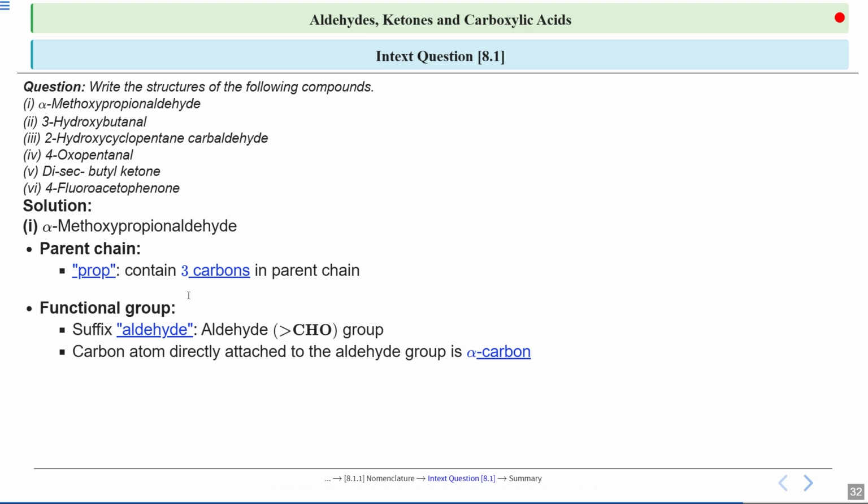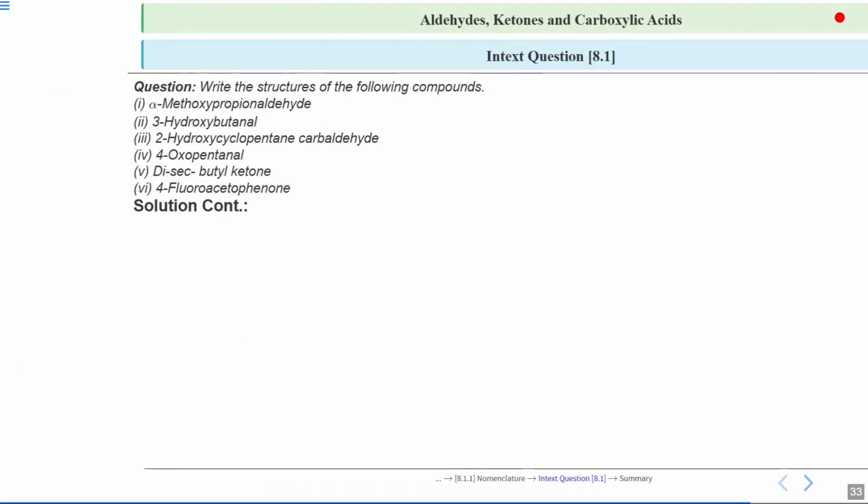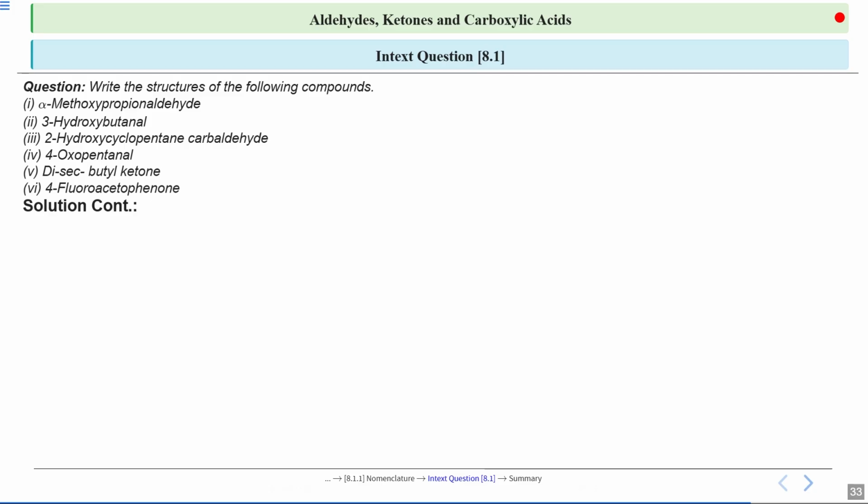Next, the carbon atom directly attached to the aldehyde group is the alpha carbon. As I told you, the carbon which is attached directly to an aldehyde group is an alpha carbon. So if we further look at the solution, we will talk about the substituents. The methoxy group is attached to the 2 alpha carbon. If you see, it is alpha methoxy. So that means a methoxy group is attached to the alpha carbon.